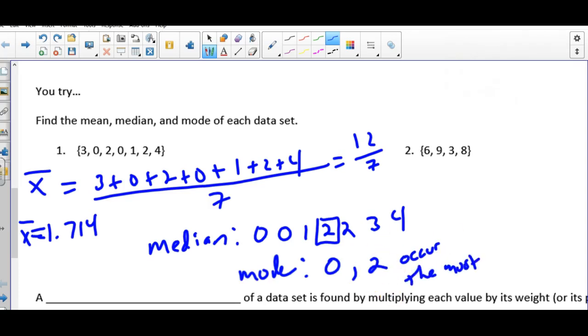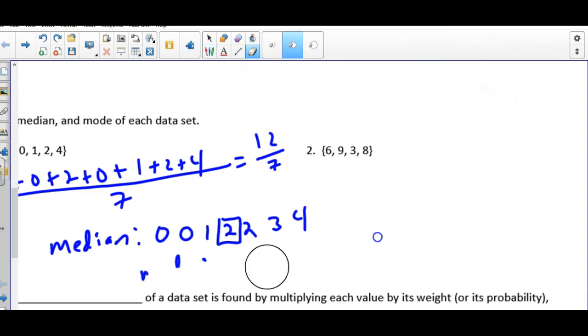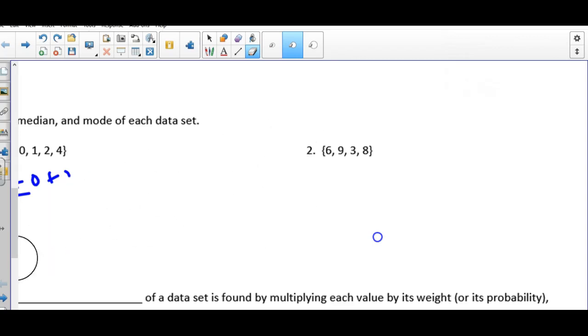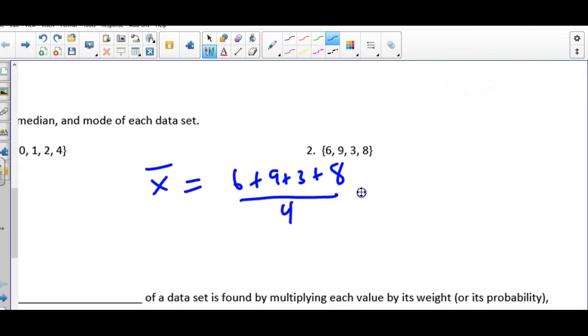Both of those occur the most. All right. Let's go ahead and go over here and look at this set here. For the mean, you have 6 plus 9 plus 3 plus 8. Again, it's 4 items in that set. So when we add them up, you get 26, and divide that by 4, you're going to get 6.5.